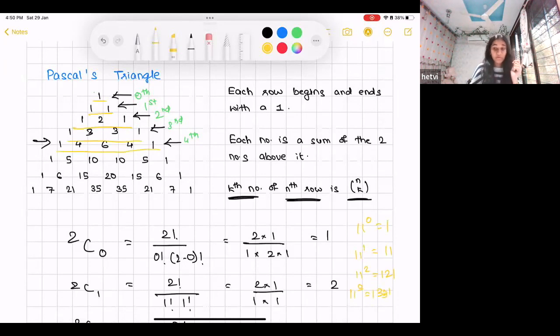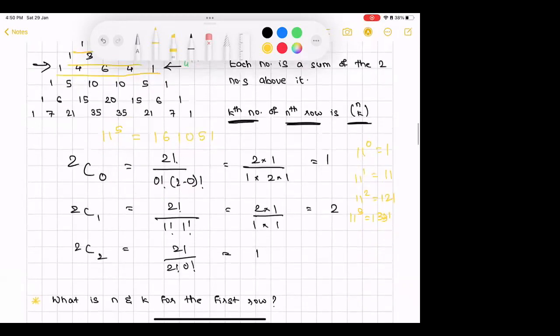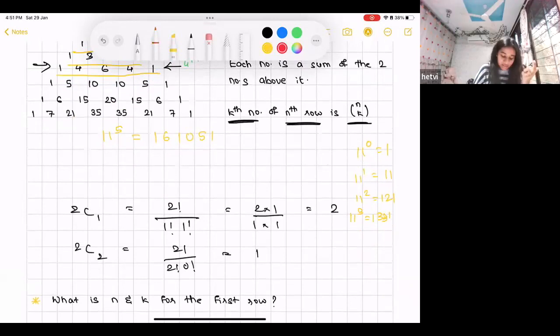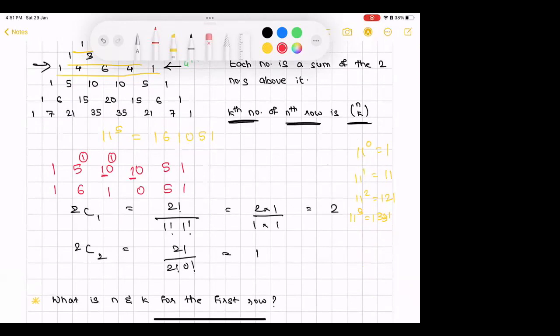Then you have 14641. Now 11 to the power 5. When you try to do 11 to the power 5, you get 161051, I think. Which okay, I need space. In the Pascal's triangle, I have 1, 5, 10, 10, 5, 1. Now, if I put this 1 as a carryover and this 1 as a carryover, I get 161051. Oh, okay. That's interesting. So, yeah.